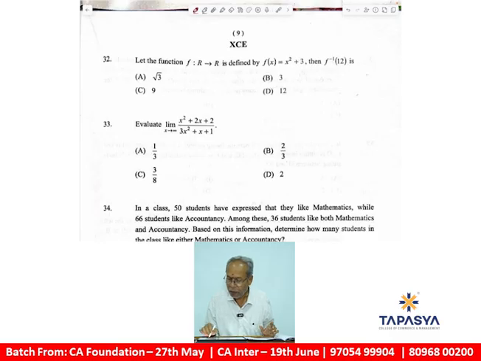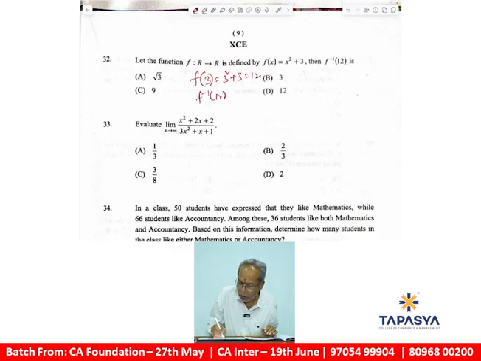Now let the function f: R to R be defined by f of x equal to x square plus 3, and you want to find out f inverse of 12. Now let us see what is the f of 3 value. f of 3 is 3 square plus 3, 9 plus 3 is 12. So therefore f inverse of 12 is 3. So the answer is B.